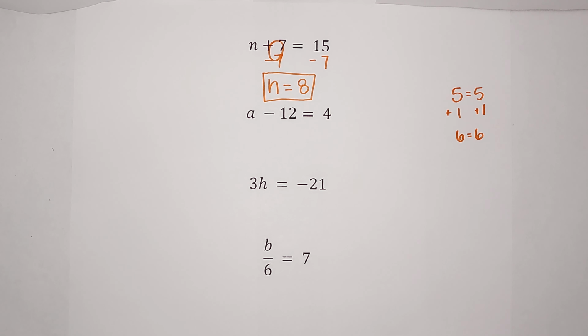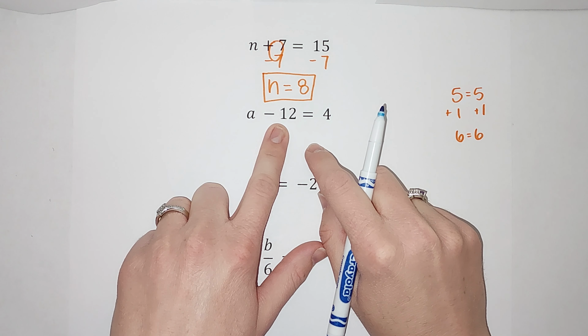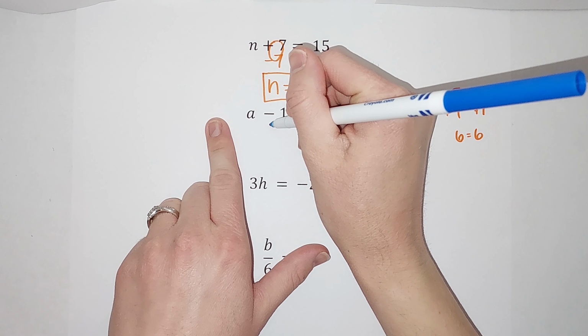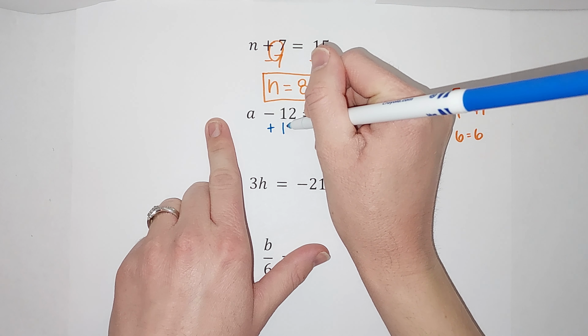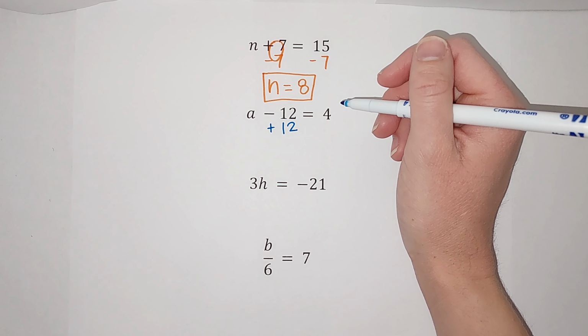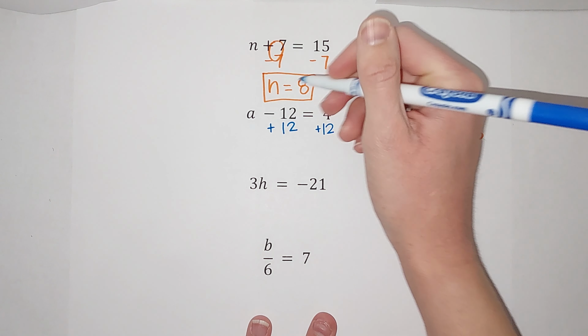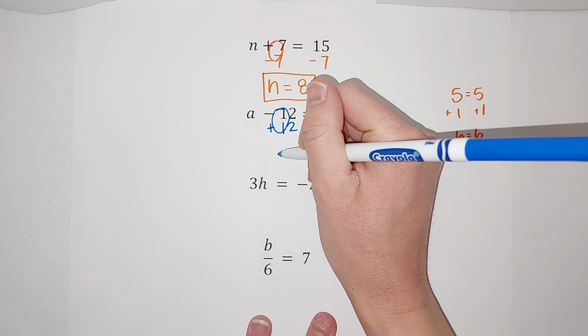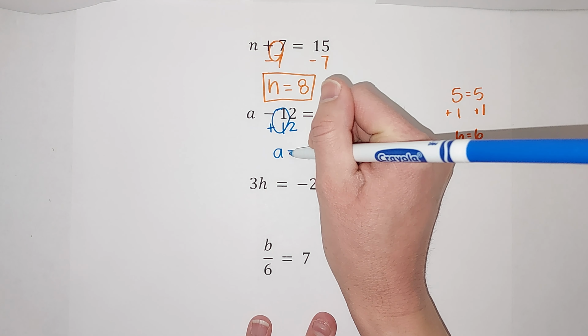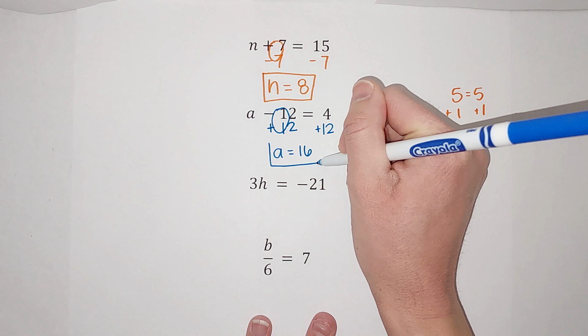Okay, next one, I have a minus 12 equals 4, okay? So I want a by itself. So how do I get rid of a negative 12? Well, I'm going to add 12, okay? Because that's going to give me 0. But I can't just add 12 without adding it to the other side. So I'm going to add it over here as well. Okay, those go away. So I'm left with a equals 16, okay?